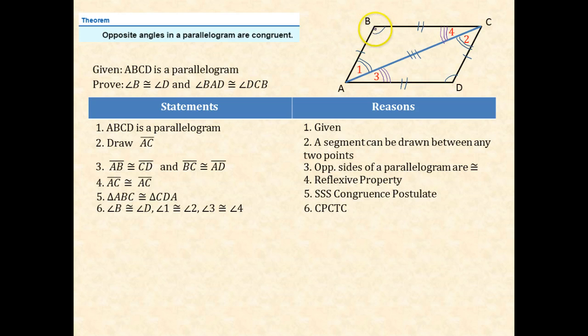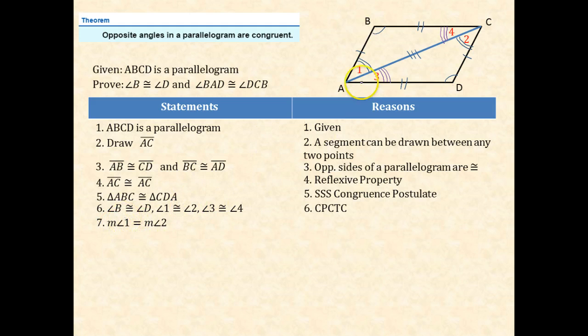And how are we going to say that? Well, angle 1 is congruent to angle 2, and angle 3 is congruent to angle 4. If we were to add these two angles together, we're adding two sets of equal angles. So when we add them together, they should be equal. So let's see how we're going to put that in a proof.